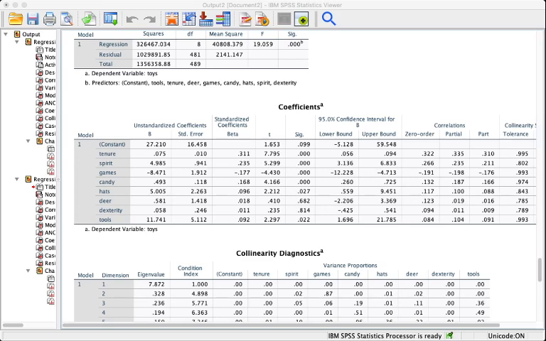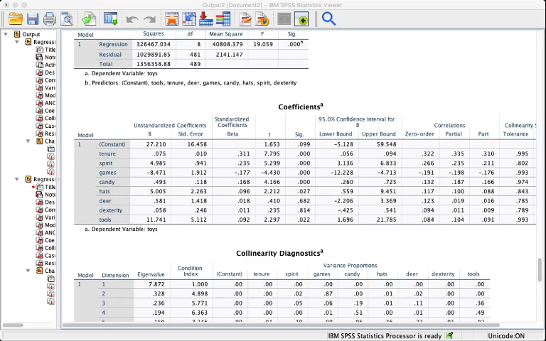Alternatively, we can look at the beta weight. Now, the beta weight is telling us what is the change in the outcome variable for every standard deviation change in the predictor. So how I would interpret the beta weight here would be to say, for every 1 standard deviation increase in tenure, there's a 0.31 standard deviation increase in number of toys made.